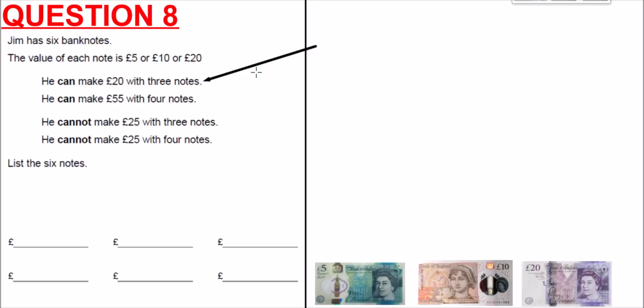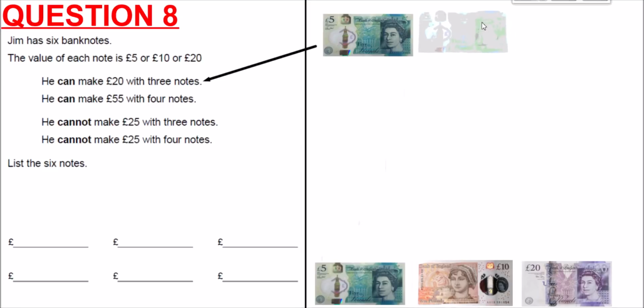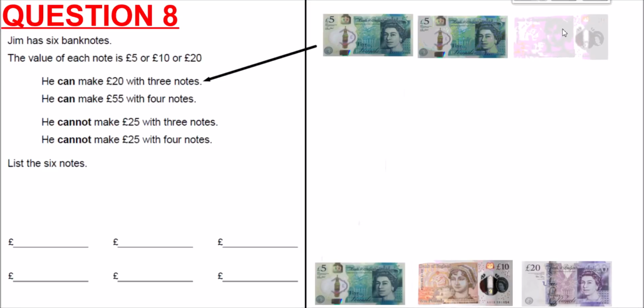Actually, there's only one way that could happen. The only way that could happen is if you had 2 £5 notes and 1 £10 note. There's no other combination of notes that would allow you to have £20 in your hand.